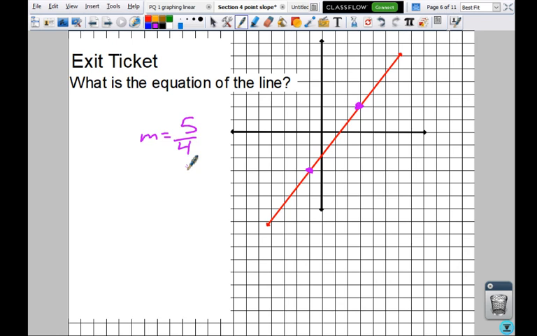Ashlyn, what point did you use? I used my bottom one. Okay, what are those coordinates? 5/4, that's your slope. What point did you pick for this? Okay, so when I make my equation, what's this gonna look like, Lillian?